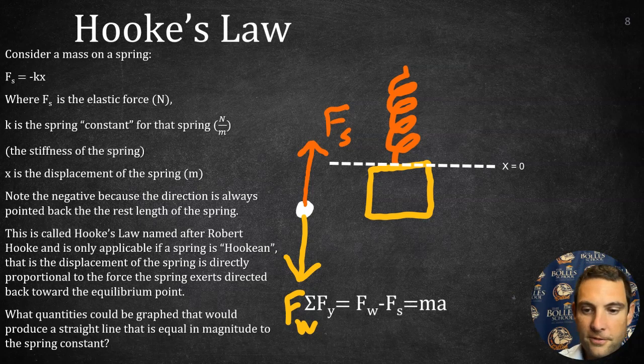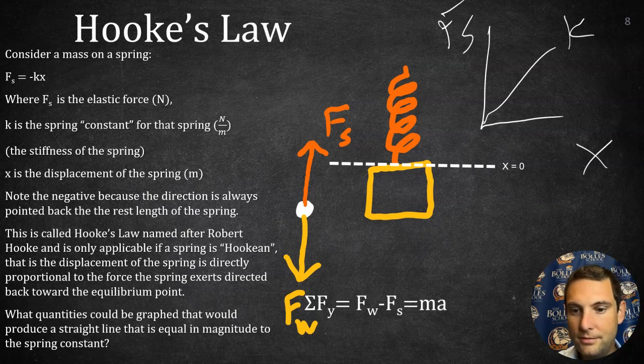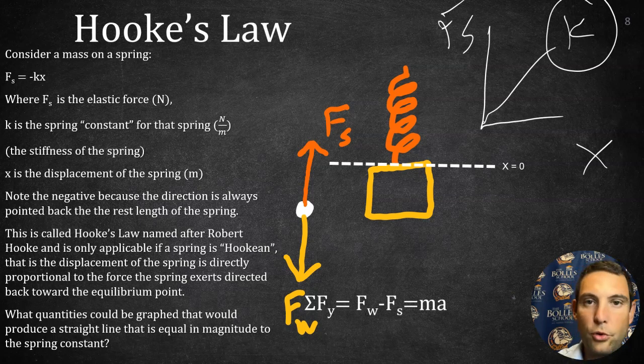Here's something for fun. What quantities from that equation, or the situation, could be graphed to produce a straight line that is equal in magnitude to the spring constant? So that means, given a graph, what am I putting on my y-axis, what am I putting on my x-axis, to get a slope that is equal to k? Right? Nice and easy. That's Hooke's law. This k is a constant of proportionality.